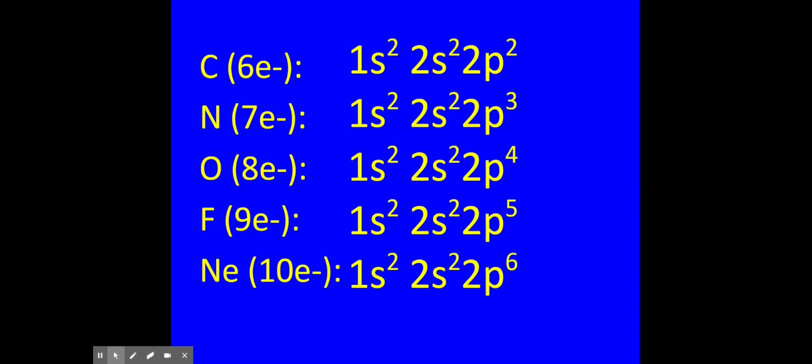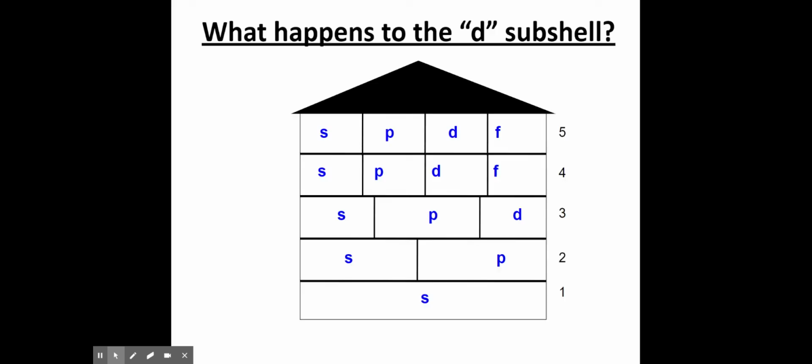So after neon, we would have to start a new energy level with a new subshell. So what would be the next subshell after the 2P? Eric, do you agree? Oh man, it would actually be the 3S subshell that would come next. 3S. Oh well, we have some work to do, don't we?